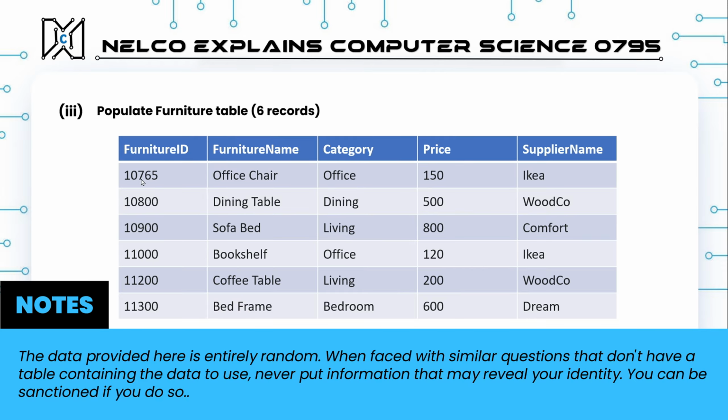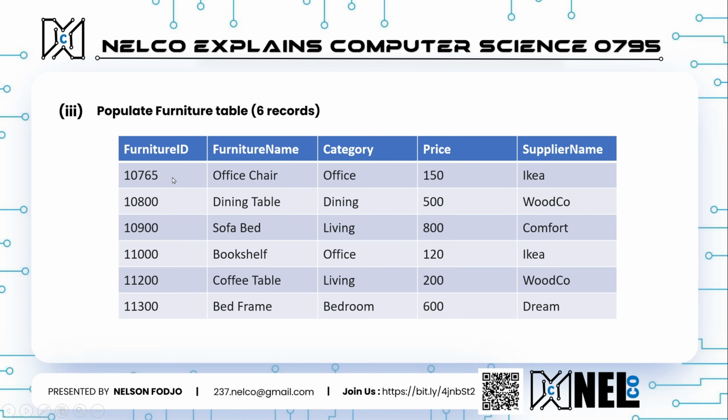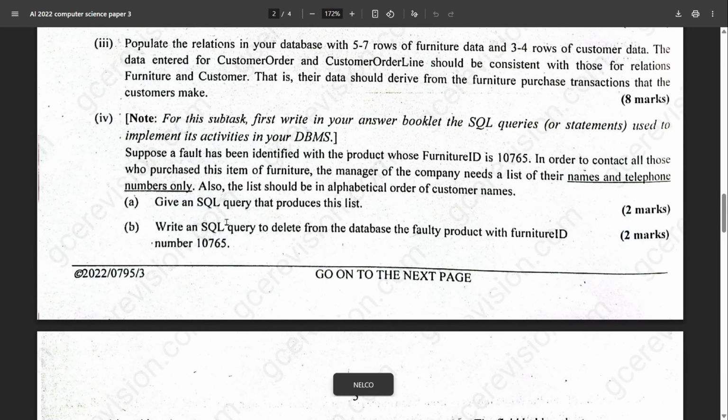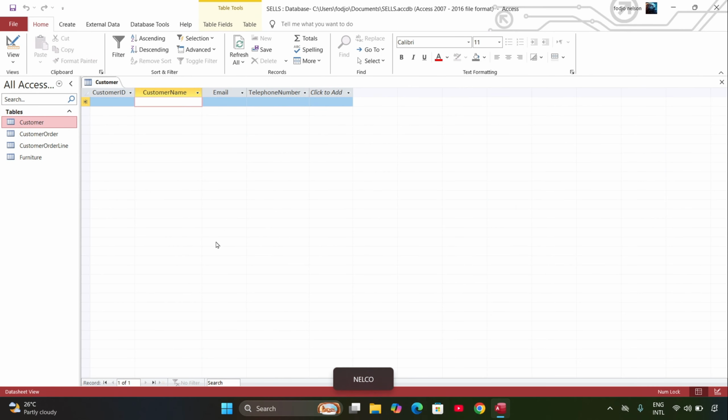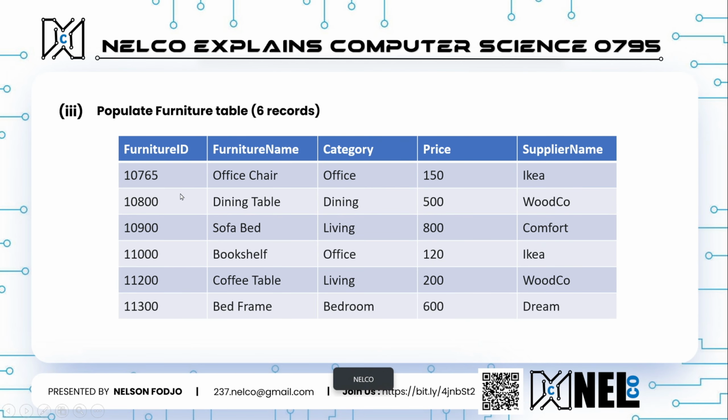Now you can see our furniture ID. They're just various numbers that I put, and I put this 10765 because I saw down here we are asked to write an SQL query that will delete, like we are just supposing that by mistake you had this number, like it's just random. You can put any ID like 001, 002. There's no convention, you can just do that as you want.